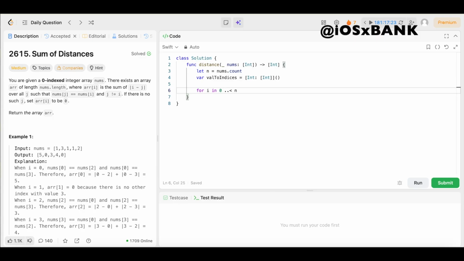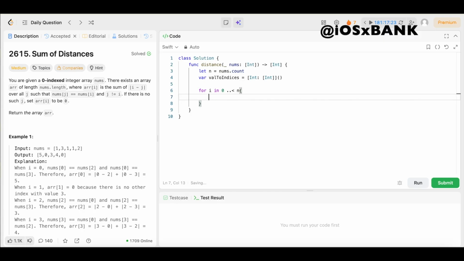less than n. We're going to open up the brackets and we're going to say val2indices[nums[i], default: []].append(i). Boom. Now we need to create our result array where ans[i] will store the sum of the distances from index i to all other indices with the same value.